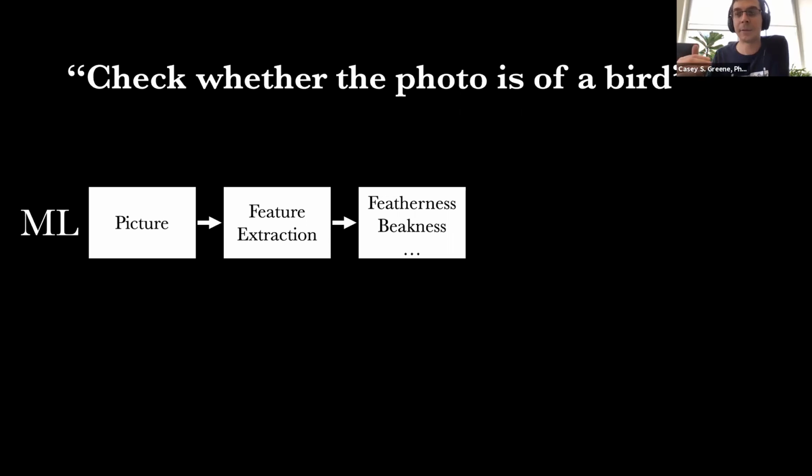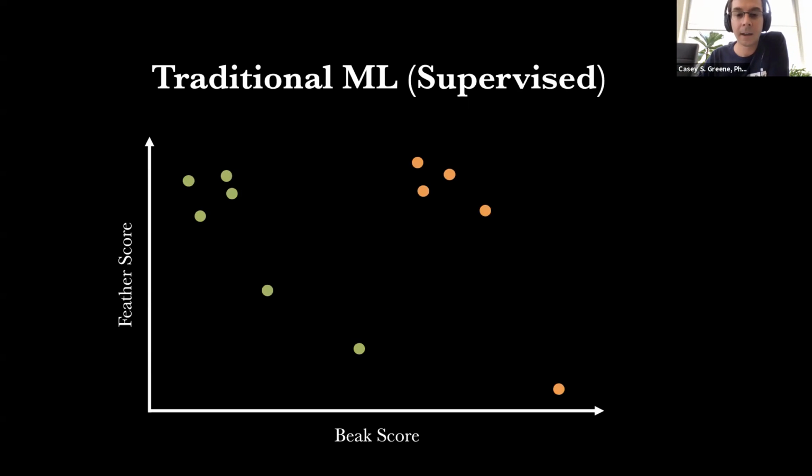It might say, how beaky is this image? And you might imagine that for many, many different tasks. And then we're going to feed that into our machine learning algorithm. So we've done our feature extraction, and we now have a feather score and a beak score. And we might say, okay, the orange points here were our photos with birds. So this one had a high beak score, but not a high feather score. These have kind of high beak and feather scores. And the green dots might be non-birds.